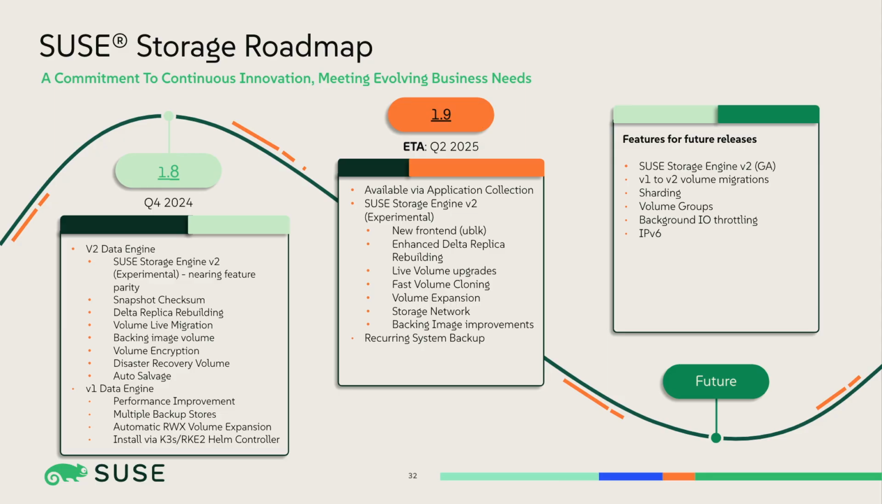Volume groups, there's a whole bunch of functionality we want to do around volume groups to make it easier to operationalize and manage. Some throttling, and IPv6 is something that we occasionally get asked for. It is something that we want to do. It's just a case of doing it, and we have other priorities at the moment, but we do want to get there, so we recognize that.